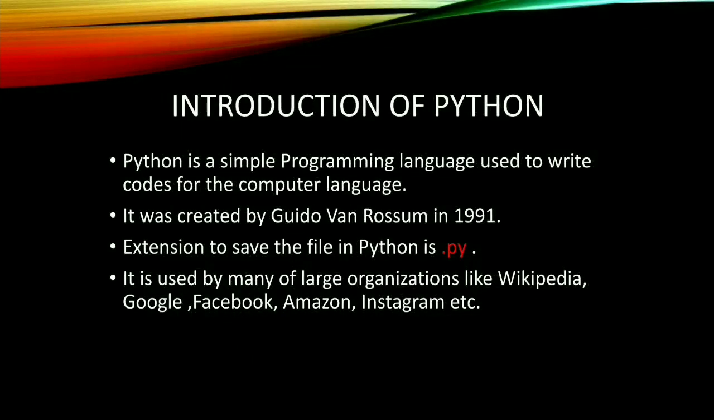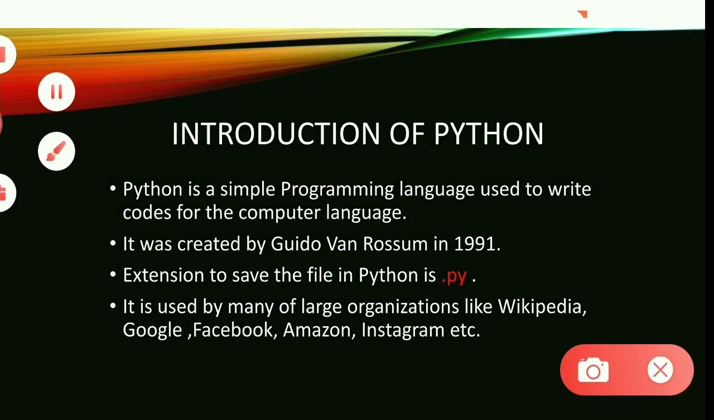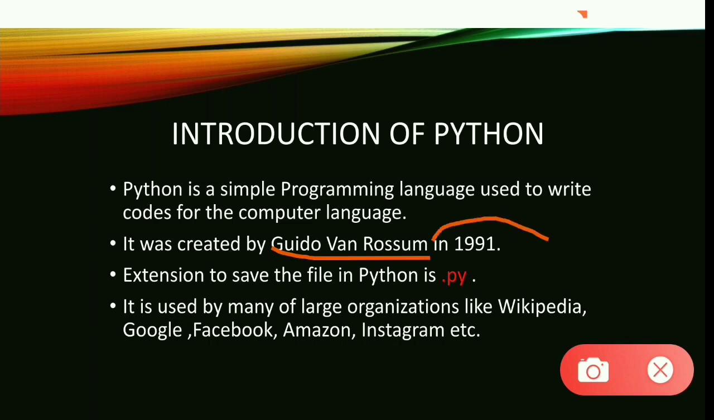Introduction of Python. Python is a simple programming language which is used to write code for the computer. Okay, it was developed in 1980 by Guido van Rossum, but it was released and implemented in 1991. Python is an interpreted, object-oriented and high-level programming language for general purpose programming. Okay, this language is easy and suitable for beginners to learn programming in Python.